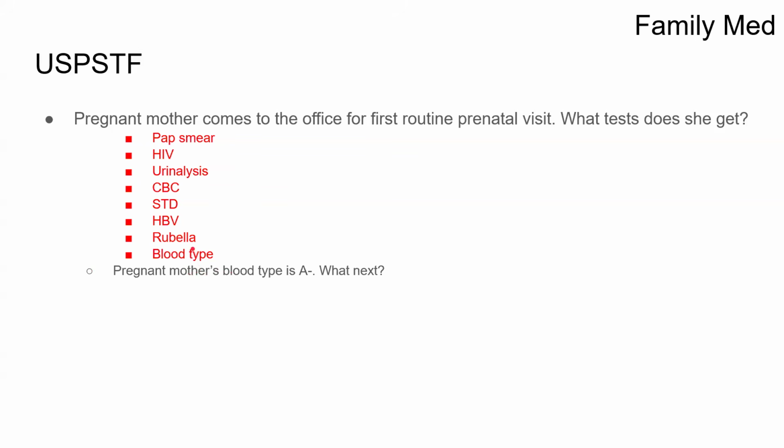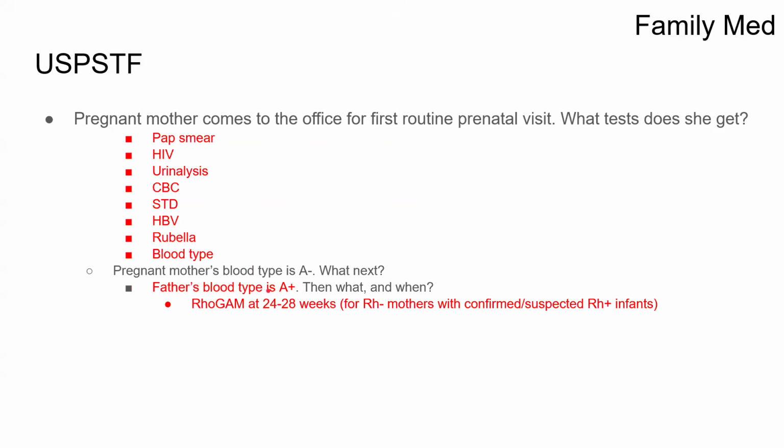So let's say, for example, you get the blood type, and mom's blood type is A negative. So she's Rh negative. What do you do next? Least invasive possible, you test dad's blood type. So let's say dad's blood type is A positive. Then what? In this case, you give a RhoGAM anywhere between 24 to 28 weeks of gestation. So the general indication is you give a RhoGAM at 24 to 28 weeks gestation for Rh negative mothers with confirmed or suspected Rh positive infants.